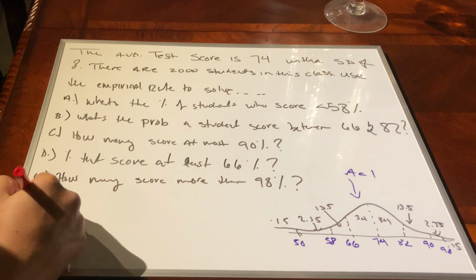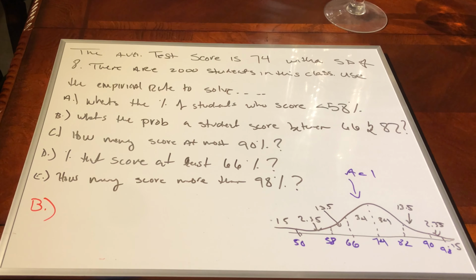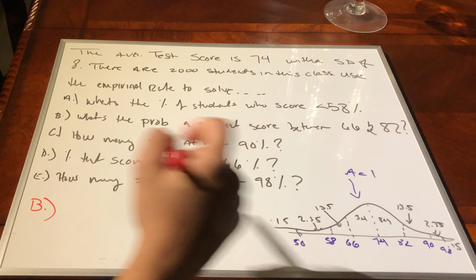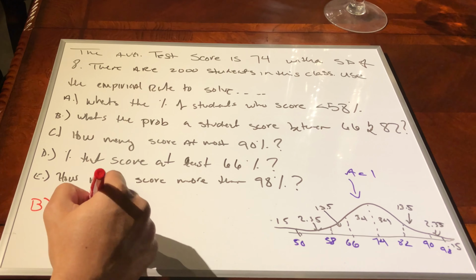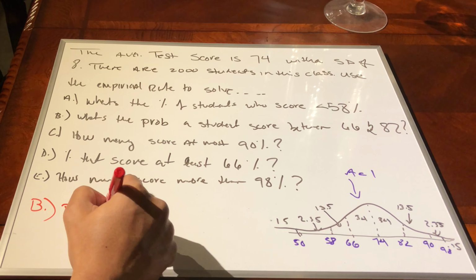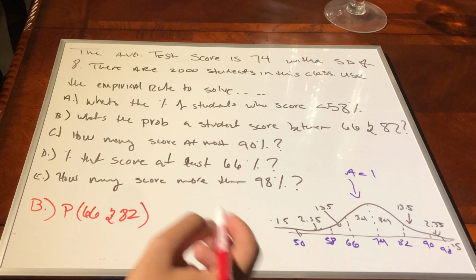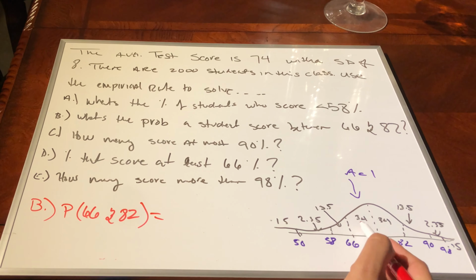Part B says, what is the probability that a student scores between 66 and 82%? Now, 66 and 82 is right here. All right, and now you see that it's 34%. So within one standard deviation of the mean, it equals 68%. Remember the empirical rule? That's what the empirical rule said.